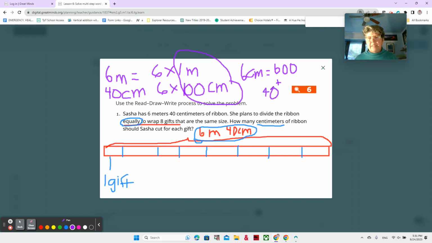So 640, let's just put a little equal here, 640 centimeters. Okay, that works so far.